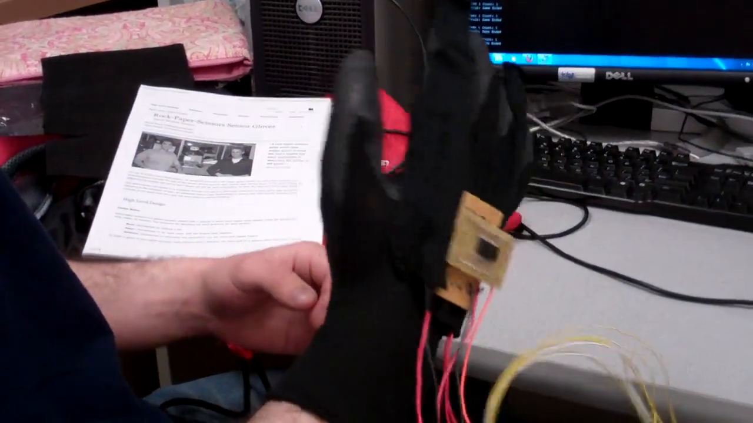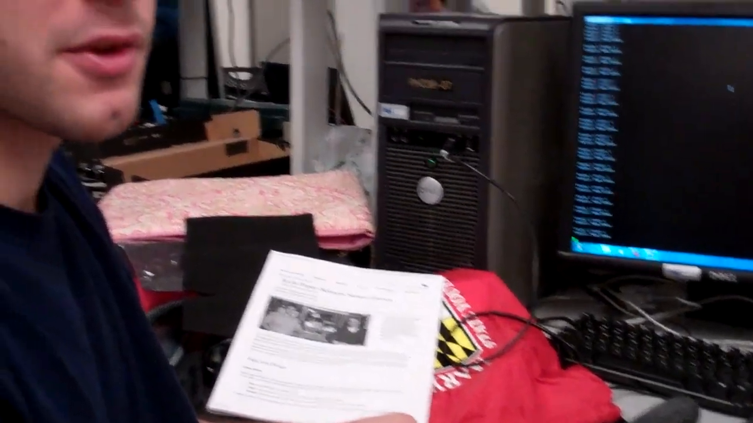rock, paper, scissors. And what it does is you play a game against another person, and it will even detect cheating. If the other person is too far behind or too far in front of you, it'll stop the game and time it out. Okay, so let's see it go.